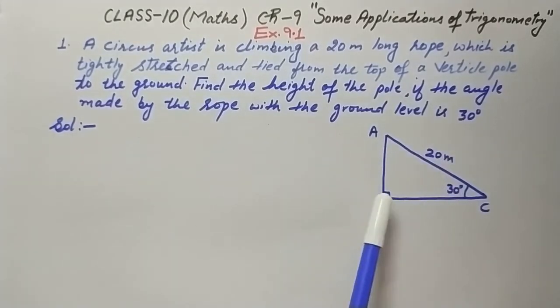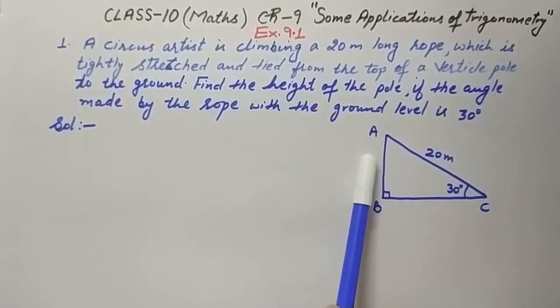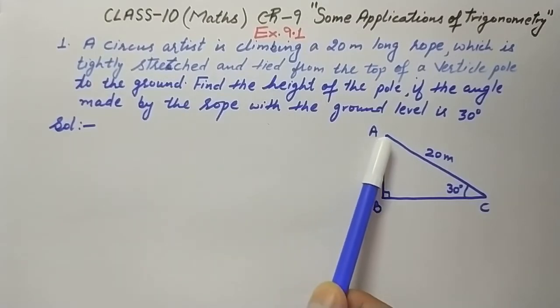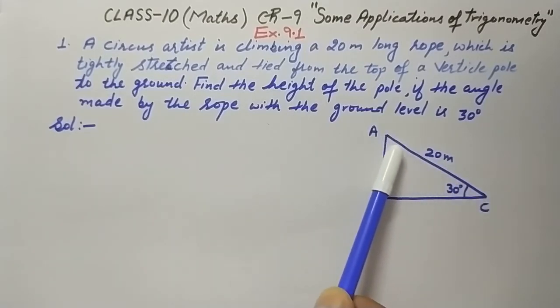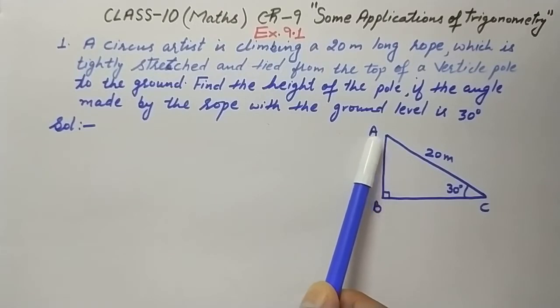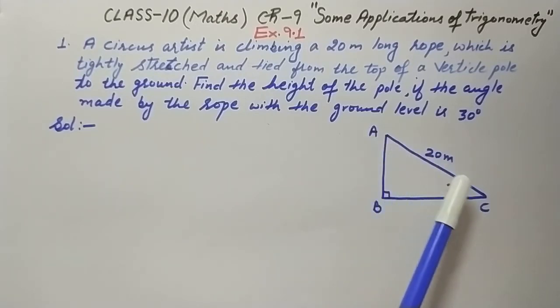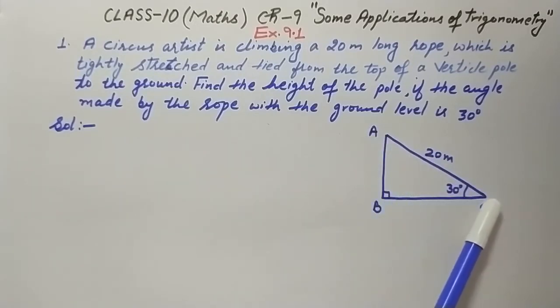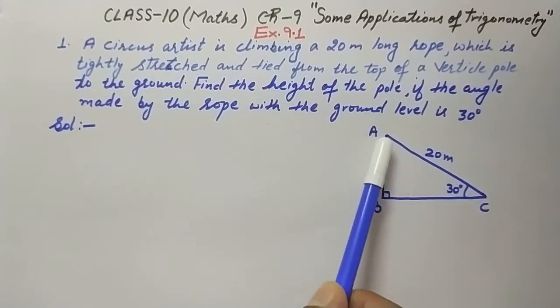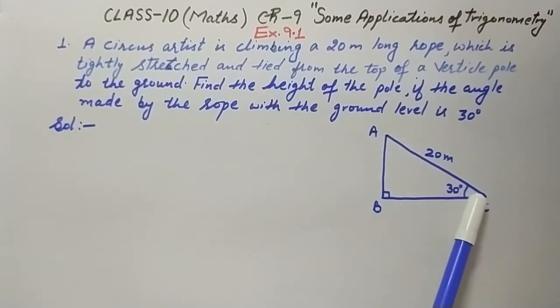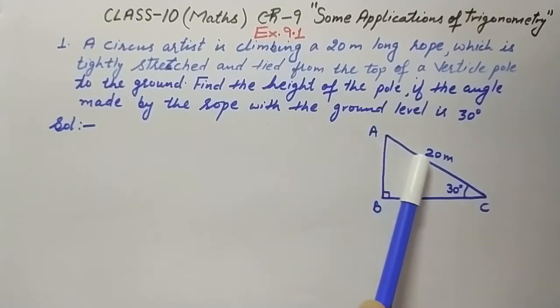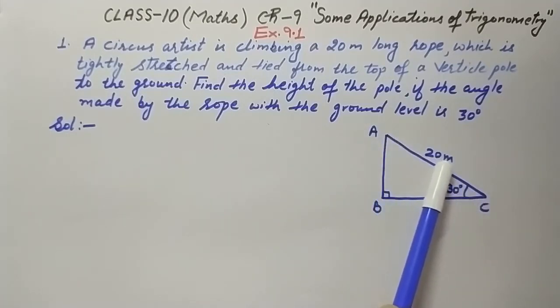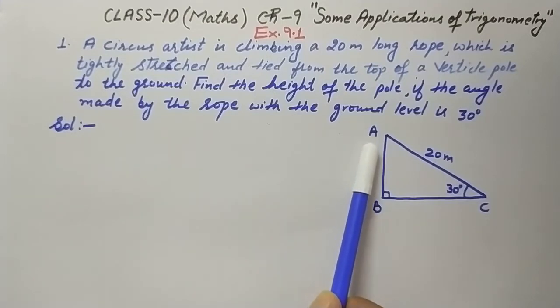So in this figure what is given, see, AB is a pole and this AC is a rope. This rope is tied at the top of the pole here A, and then on the ground at point C it is tied. Okay, and this rope is making 30 degree angle with the horizontal or with the ground level, right? And length of the rope is 20 meter. We need to find out the height of the pole AB.